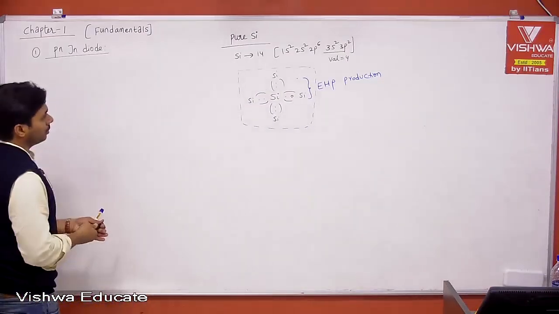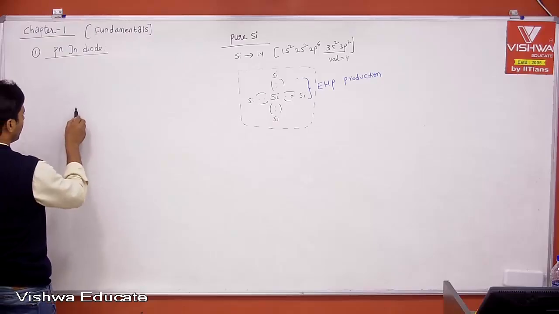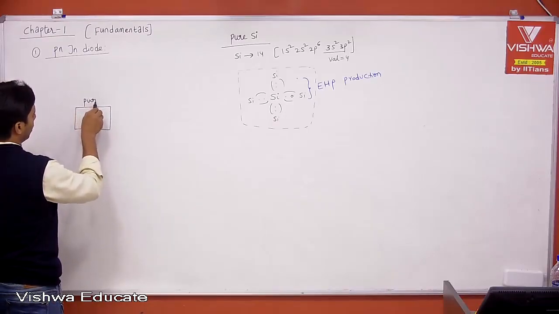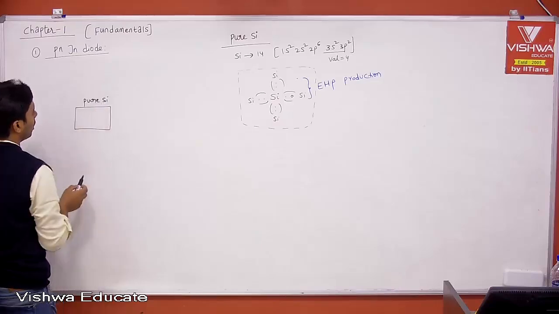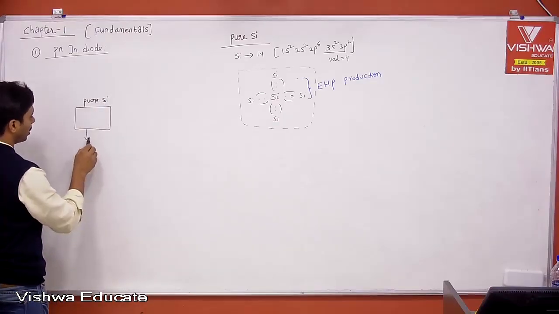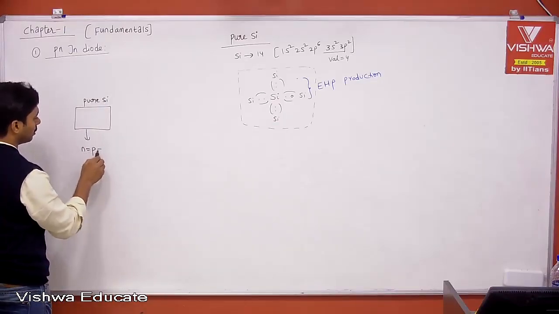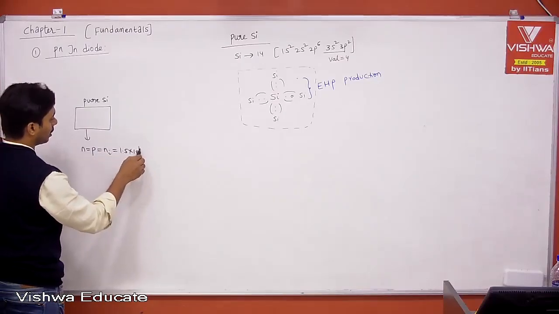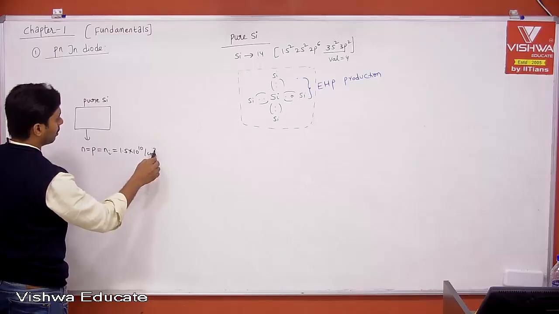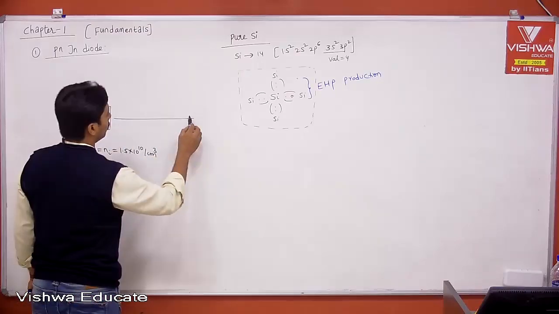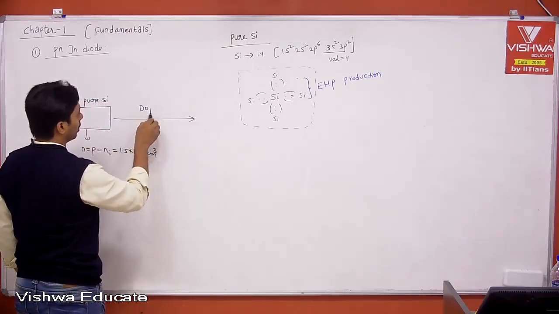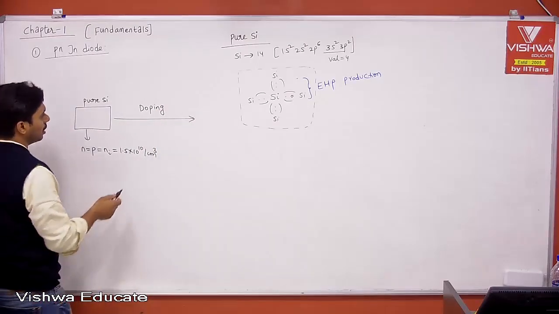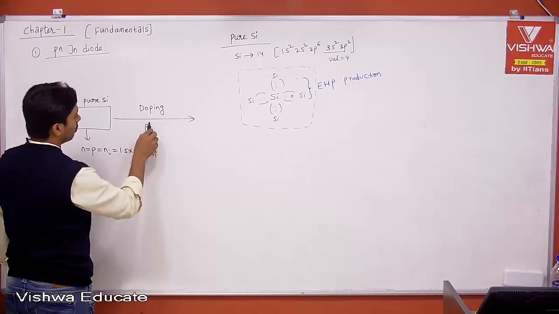Just now we got to know that this is your intrinsic semiconductor. This is pure silicon. I'm taking the example of silicon, which has n = p = ni, which is 1.5 × 10^10 per centimeter cube at room temperature. Let us say after doping, what do you mean by doping? Let us say I am taking phosphorus.